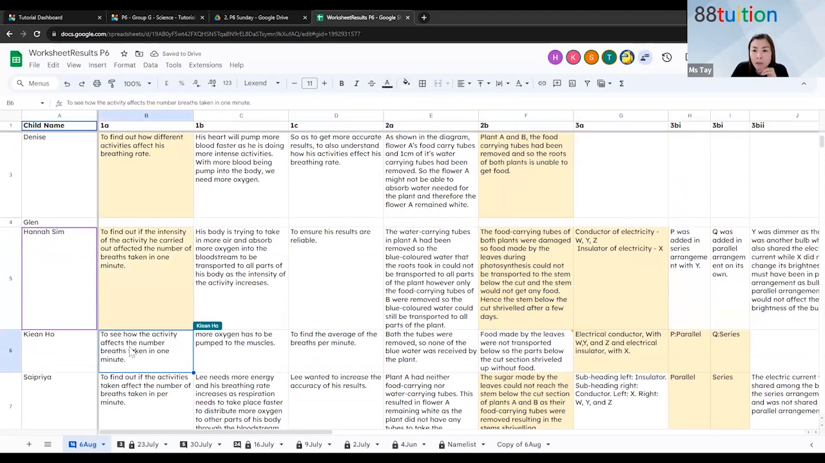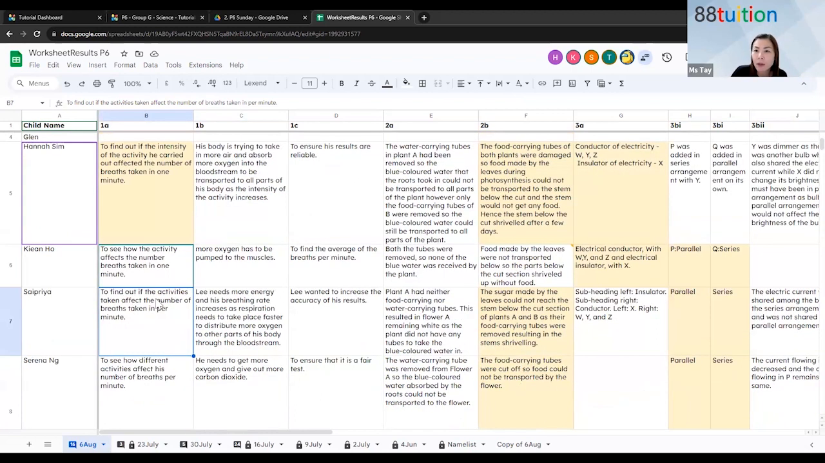To see how the activity, Kian, be careful. You say the activity, it seems like just one, right? You have to mention that there are different activities being carried out. So if you just say how the activity, you already got the point there. It's just that you're not careful with writing down something. At least you know that it's activity versus breathing rate. It's good. So if you are careful with this part, you will be fine.